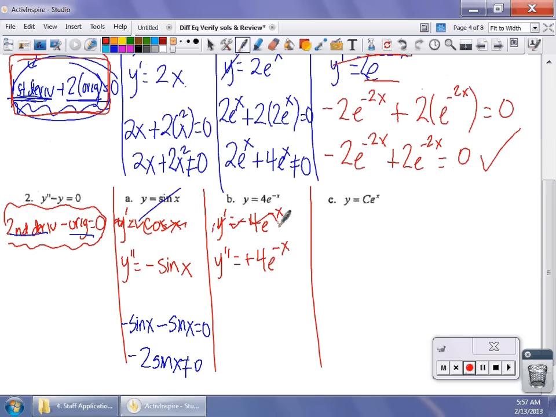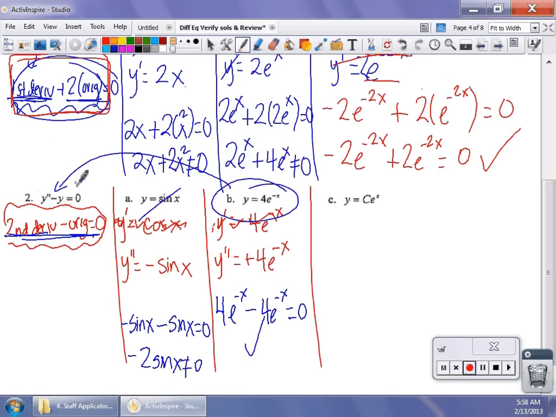Don't need that anymore. I'm going to go back over to my original equation, which says take the second derivative and subtract the original. So the second derivative is 4e to the negative x minus 4e to the negative x. That is equal to 0. So this is a solution to the differential equation.